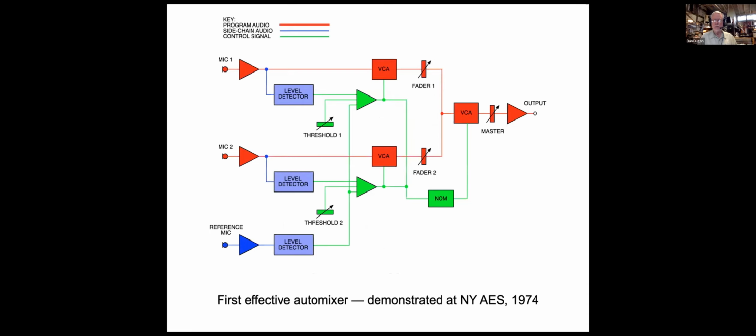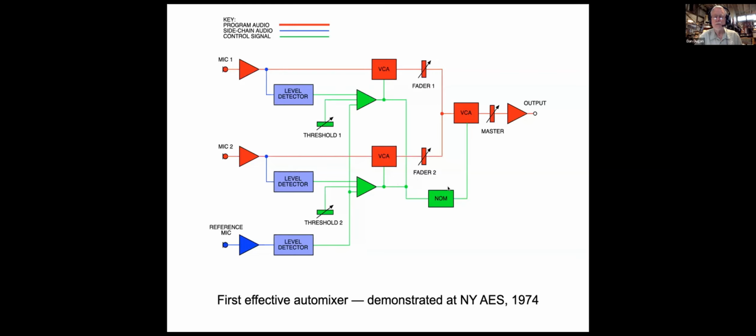And so here was a block diagram, very simplified, of the first working automatic microphone mixer, which I demonstrated at the New York Audio Engineering Society convention in 1974. The audio path is red, and you can see it's very clean. There's no processing of the audio path in any way except for a VCA. And then the side chain is level detectors. You have an ambience mic getting a reference signal for the thresholds. So that threshold is distributed among all the input channels and determines when the VCA is turned on. And then there is a separate NOM function that is looking at which channels are turned on.